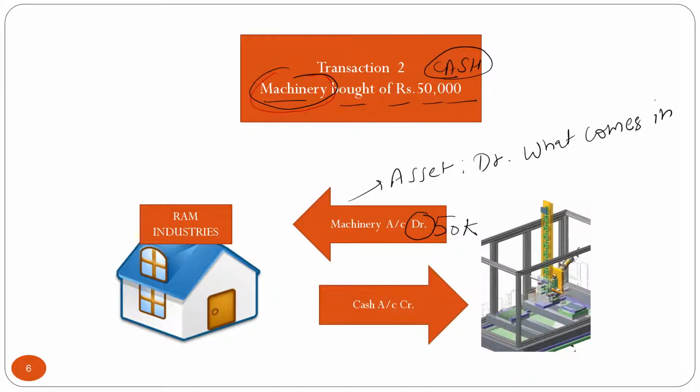And cash is also an asset. So for an asset we use the rule of real account: credit what goes out. The cash has been paid for purchasing the machinery, so cash goes out of the business and we credit the cash by 50,000 rupees. So machine account debit by 50,000 and cash account credit by 50,000. So these are the two effects of this transaction.